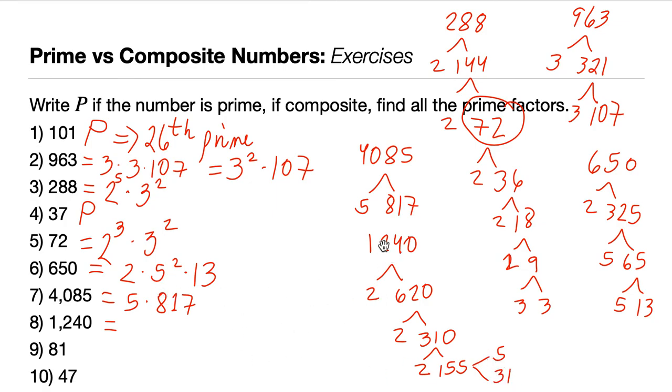So what can we write this as? How many twos? We have 2 times 2 cubed, times 5, times 31.